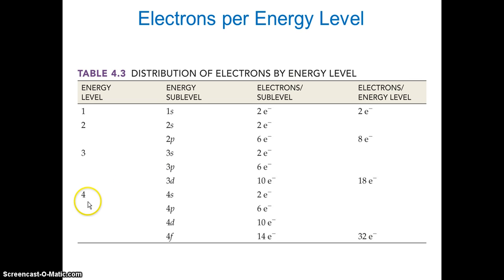Energy level 4 contains 4s, 4p, 4d and 4f. Again, s contains a maximum of 2 electrons, p 6, d 10 and f 14. When we add 2 plus 6 plus 10 plus 14, you get 32 electrons. So that means energy level 4 contains a maximum of 32 electrons.